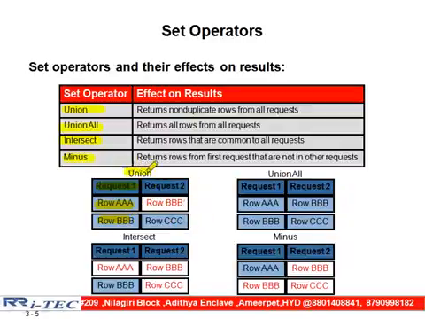Between these, what am I applying, sir? Union. Whenever you apply union, duplicates will not be repeated. That is the reason row BB is not repeated in the result. The remaining things come into the result. Suppose if I apply union-all, then all the things are coming. If I go for intersect, only the common thing, row BB, is coming. If I go for minus, whatever is left out in request 1, row AA, comes into the picture.